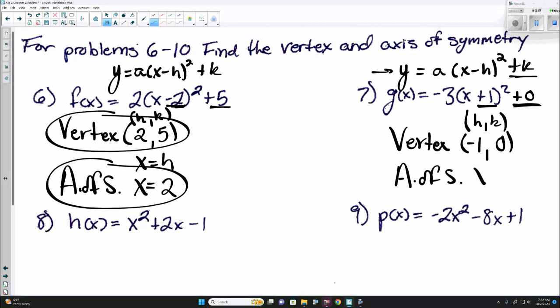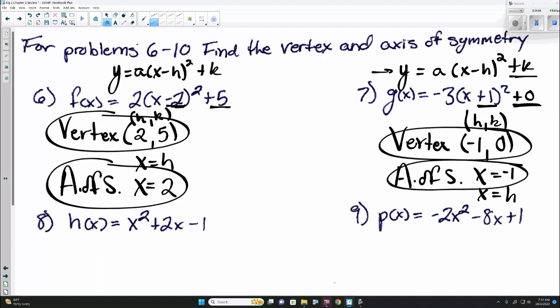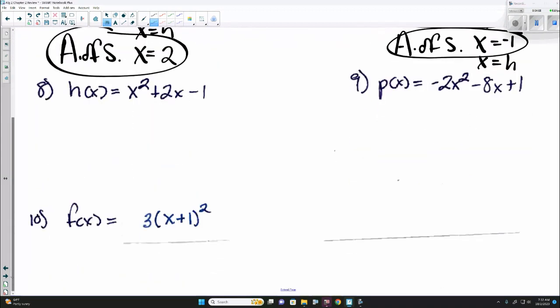And the other part is our axis of symmetry, which is our x equals h. Our h value is negative 1. So that's all we have for those 2 there. 8 and 9.